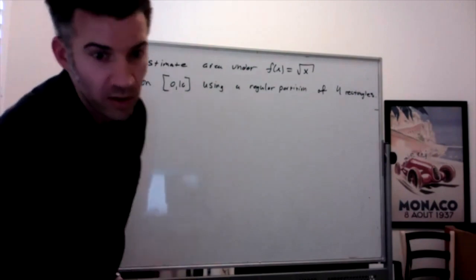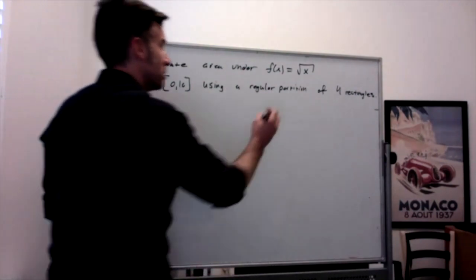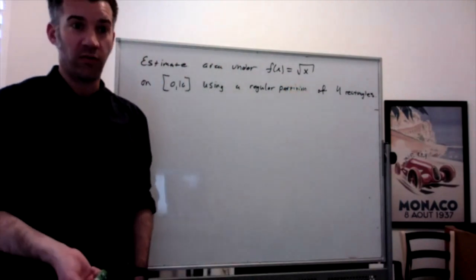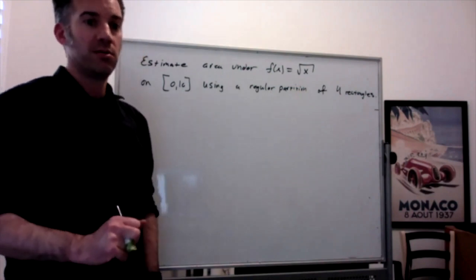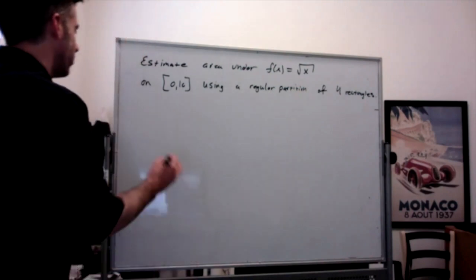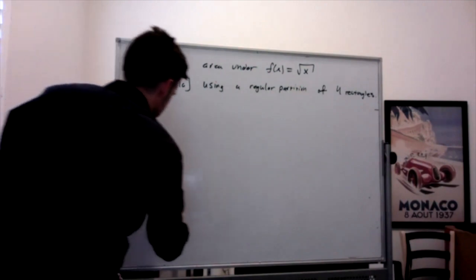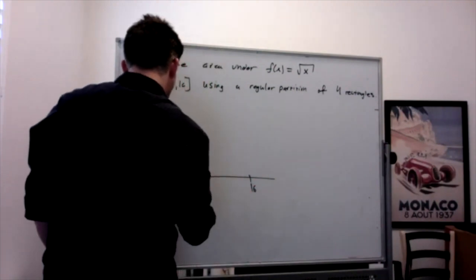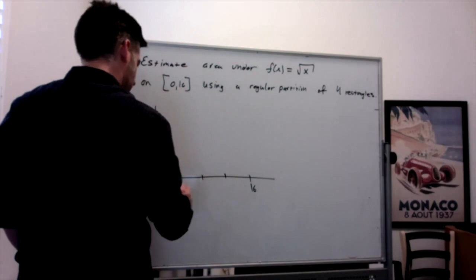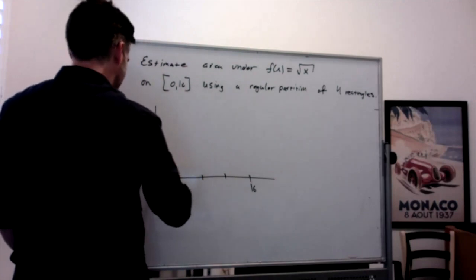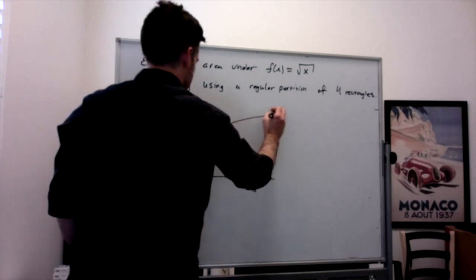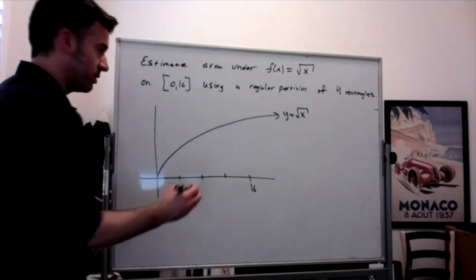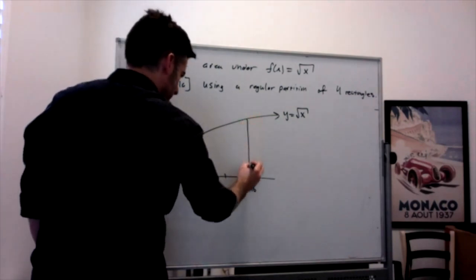So the regular partition just means I'm going to break up the interval from 0 to 16 into 4 equal partitions or lengths. Let's draw the thing. Here's 16. We know we're going to break it up into 4 equal sections. And here's my square root function, which is not going to be quite to scale, that's fine. I'm trying to estimate the area under this thing.